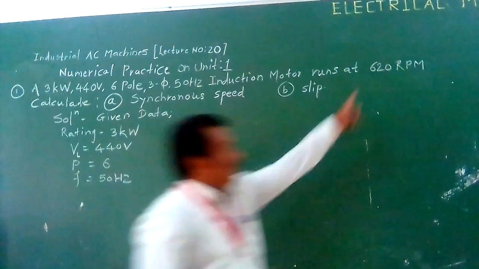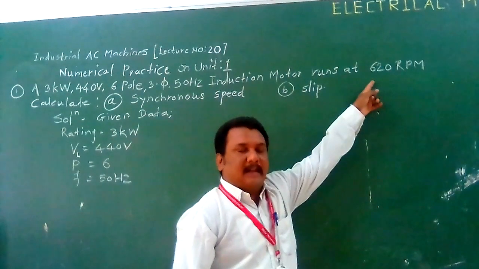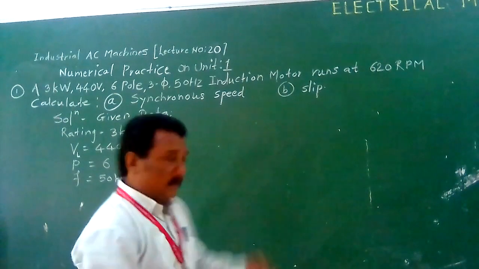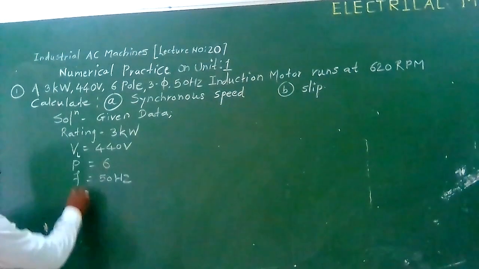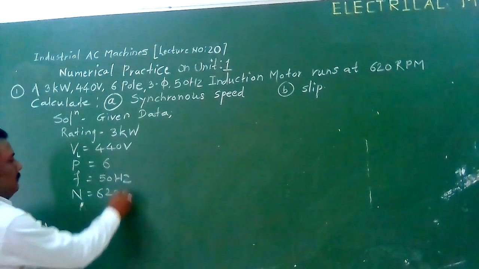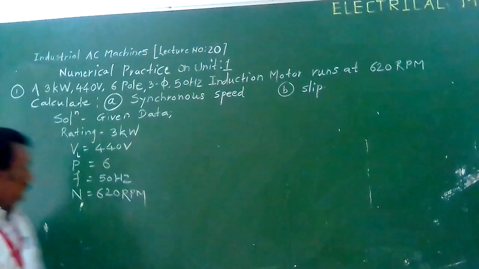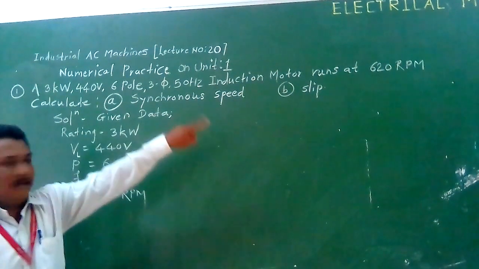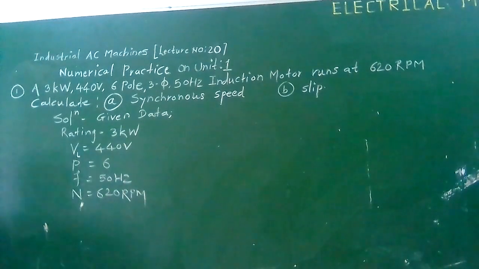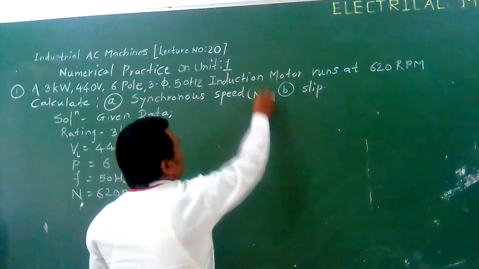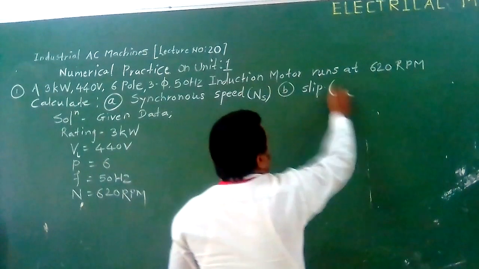And the induction motor runs at 620 rpm, meaning it is the actual speed of the rotor, which is N. N is 620 rpm. Now we have to calculate synchronous speed and slip. We have to calculate synchronous speed, meaning ns, and slip s.